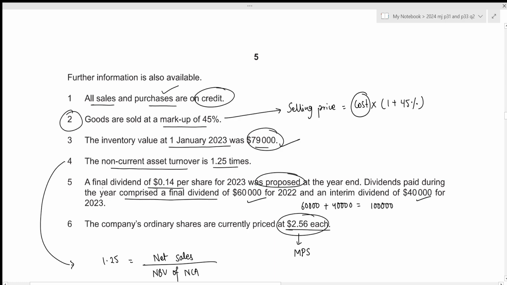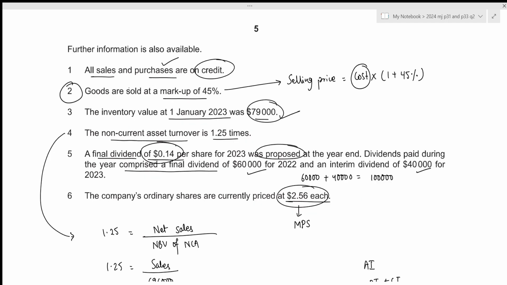We have been told that a final dividend of 0.14 per share was proposed. So this is the dividend proposed per share, and currently we're only talking about the dividend per share for the year 2023. So we will not be including this dividend paid for 2022. We will only be including this 40,000 that was paid for 2023 as an interim dividend. So the dividend paid will be 40,000.